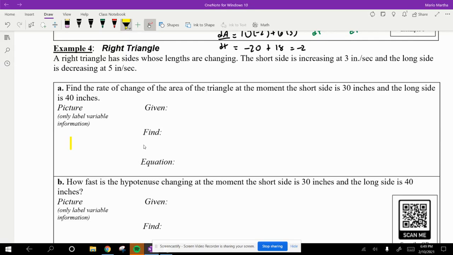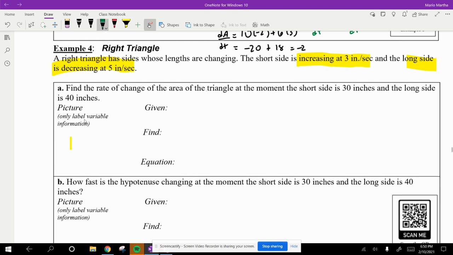All right, so welcome back to part 4.4, part two. So now, again, we're still looking at related rates. So, right triangle, example four: a right triangle has sides whose lengths are changing. The short side is increasing at a rate of 3 inches per second, and the long side is decreasing at 5 inches per second squared.